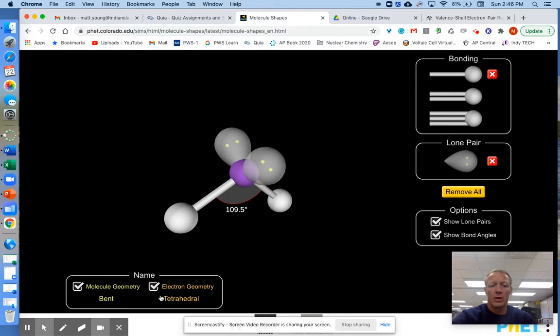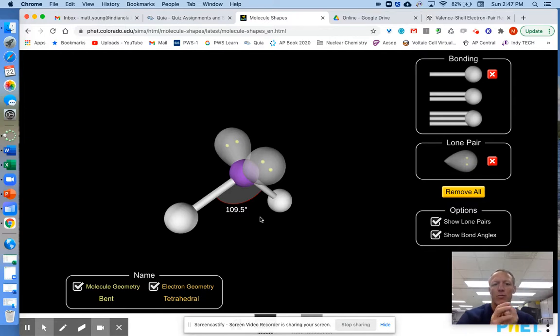So whenever there's 4 electron pairs around the central element, it's tetrahedral. It can be tetrahedral for the molecule, could be trigonal pyramidal for the molecule, or could be bent for the molecule. All right, let's go to expanded octet.